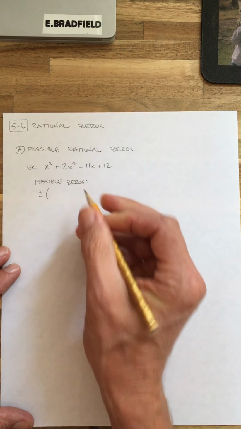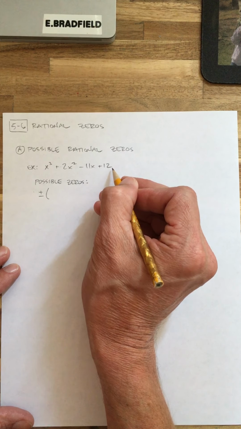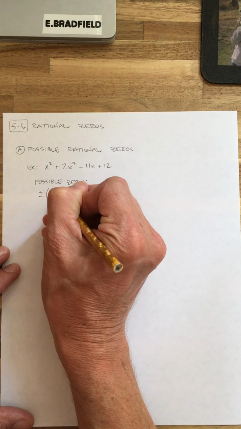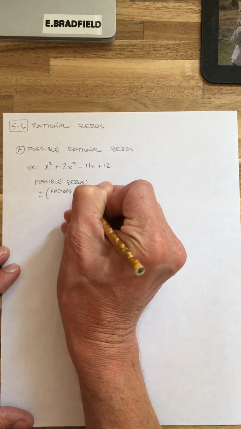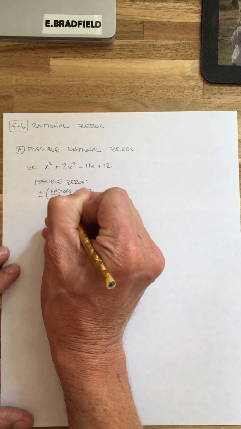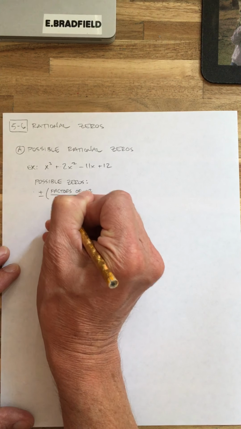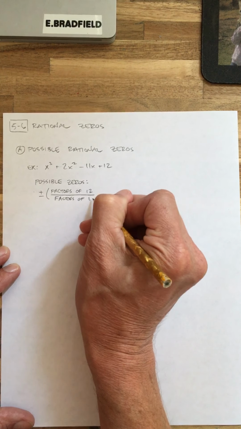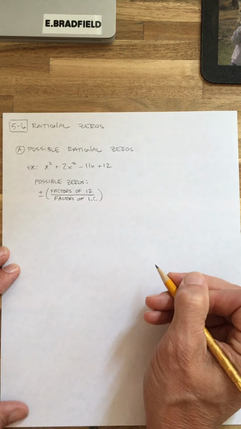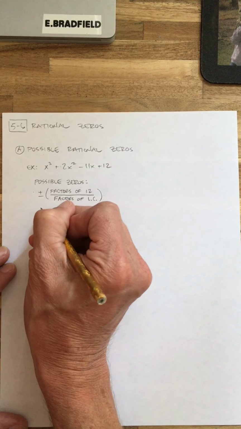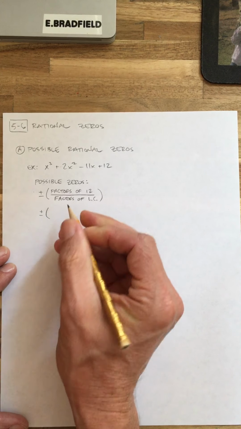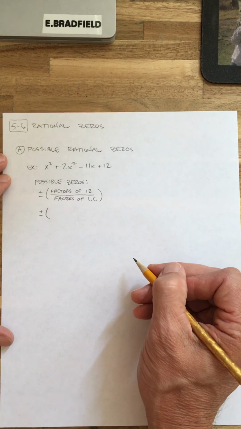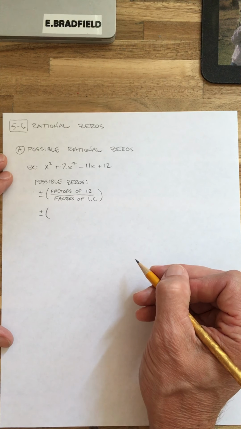And they were going to be the factors of 12 divided by the factors of the leading coefficient here, 1, okay? So the factors of 12 divided by the factors of the leading coefficient 1. I'll just say the leading coefficient, the LC, okay, the leading coefficient. Okay, so in our case, that's going to be plus or minus, and it's going to be factors of 12. What are factors of 12? 1, 2, 3, 4, 6, and 12, right?